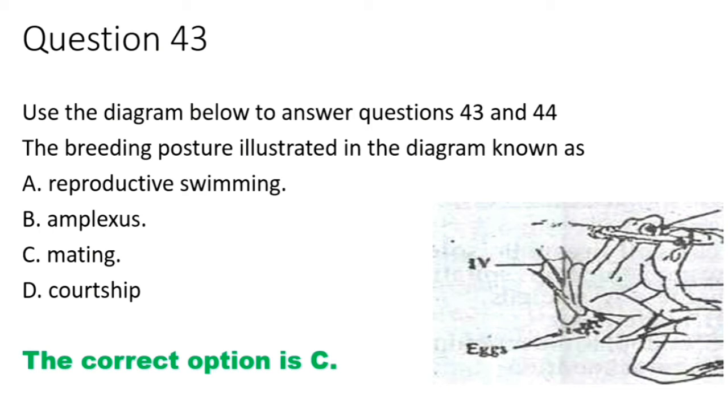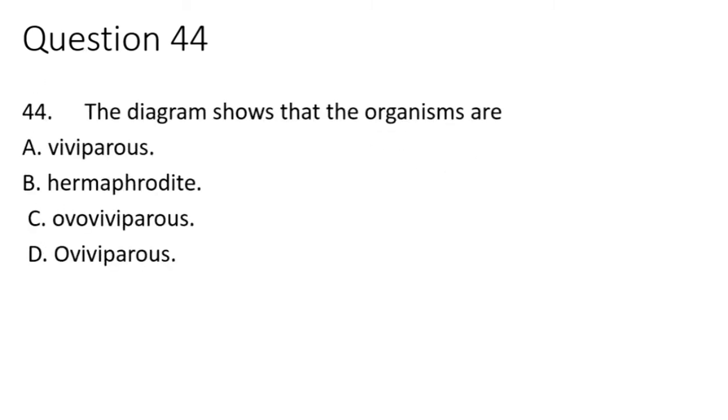And question 44. The diagram shows that the organisms are A, viviparous; B, hermaphrodite; C, ovoviviparous; D, oviparous. Now, if you look at this diagram, viviparous organisms are organisms that give birth to young ones alive. But here, the diagram is showing us that eggs are being laid. So it cannot be viviparous.